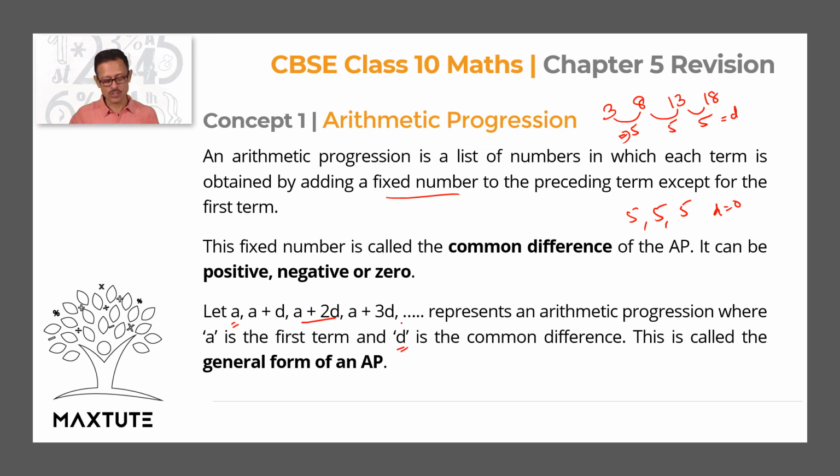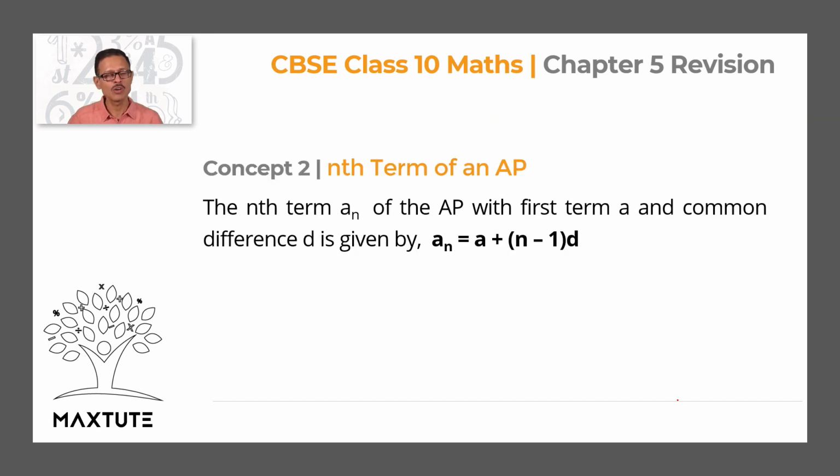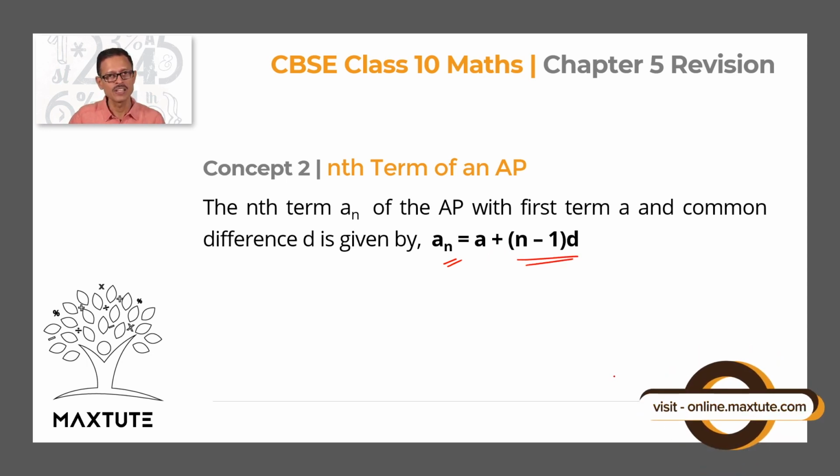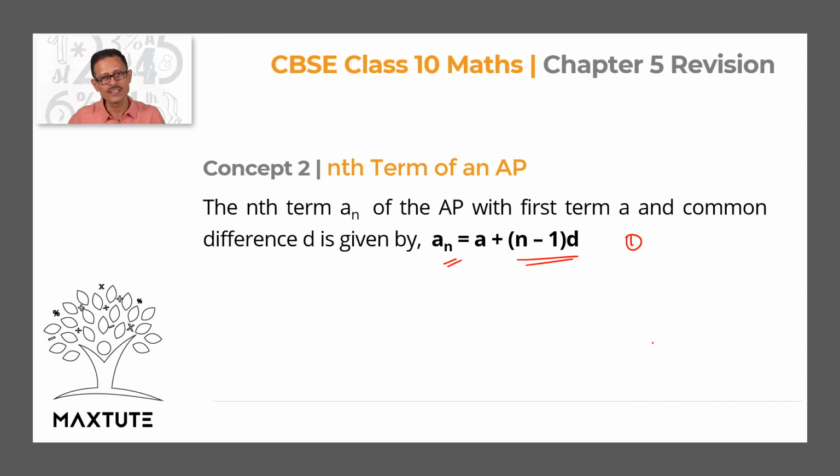So next comes the second concept, which is finding out the nth term of an arithmetic progression. The nth term is obtained by adding n minus 1 common differences to the first term. So a_n equals a plus (n minus 1) times d. This is the defining formula for this entire progression. Let's solve a few questions as to how this idea is tested in the board exam. And then look at the third concept, which is the sum up to n terms.